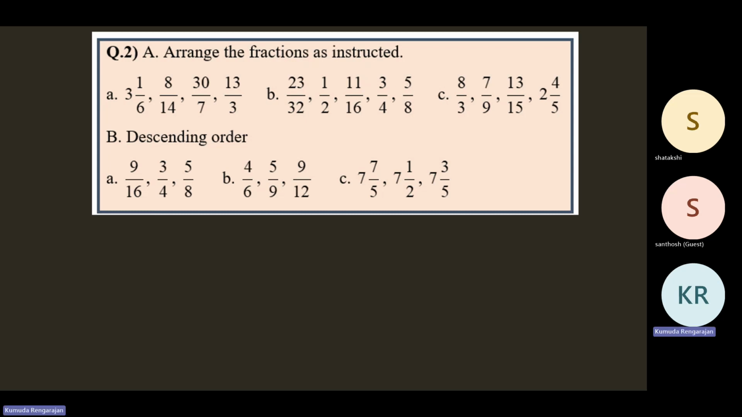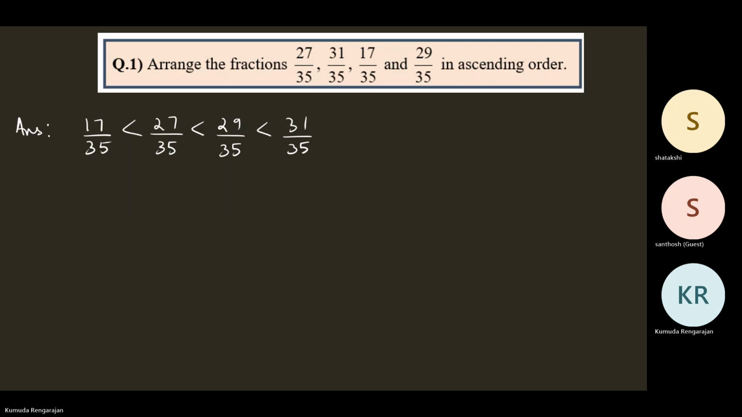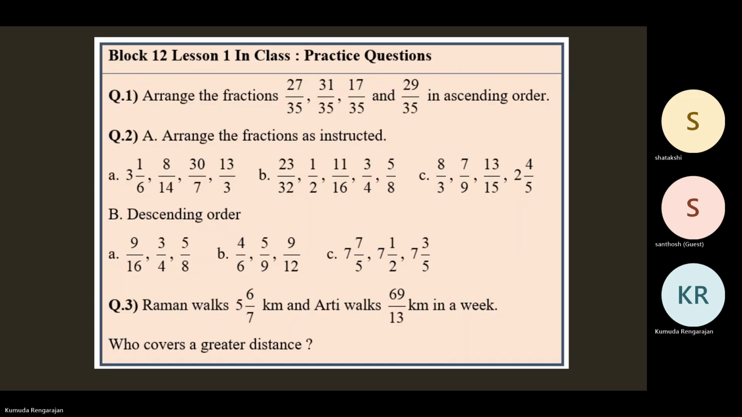Two A, arrange the fractions as instructed. I think I've not typed the question correctly. For B, I've written descending order. I think mostly A should be ascending order. Check the question in your book, children. Yes, please see and tell me.